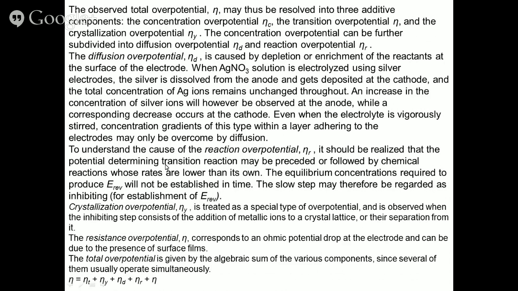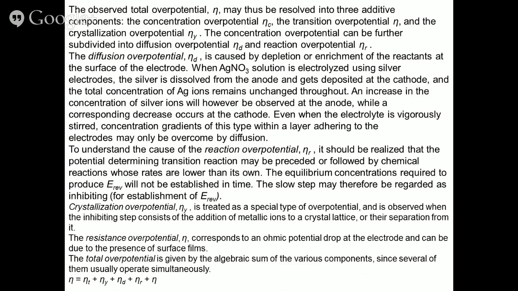To understand the cause of the reaction overpotential eta r, it should be realized that the potential determining transition reaction may be preceded or followed by chemical reactions whose rates are slower than its own. The equilibrium concentrations required to produce the reversible potential will not be established in time. So therefore the potential will be different. The slow step may therefore be regarded as inhibiting the establishment of the reversible potential. Whenever the observed potential is not equal to the reversible potential, there is an overpotential.